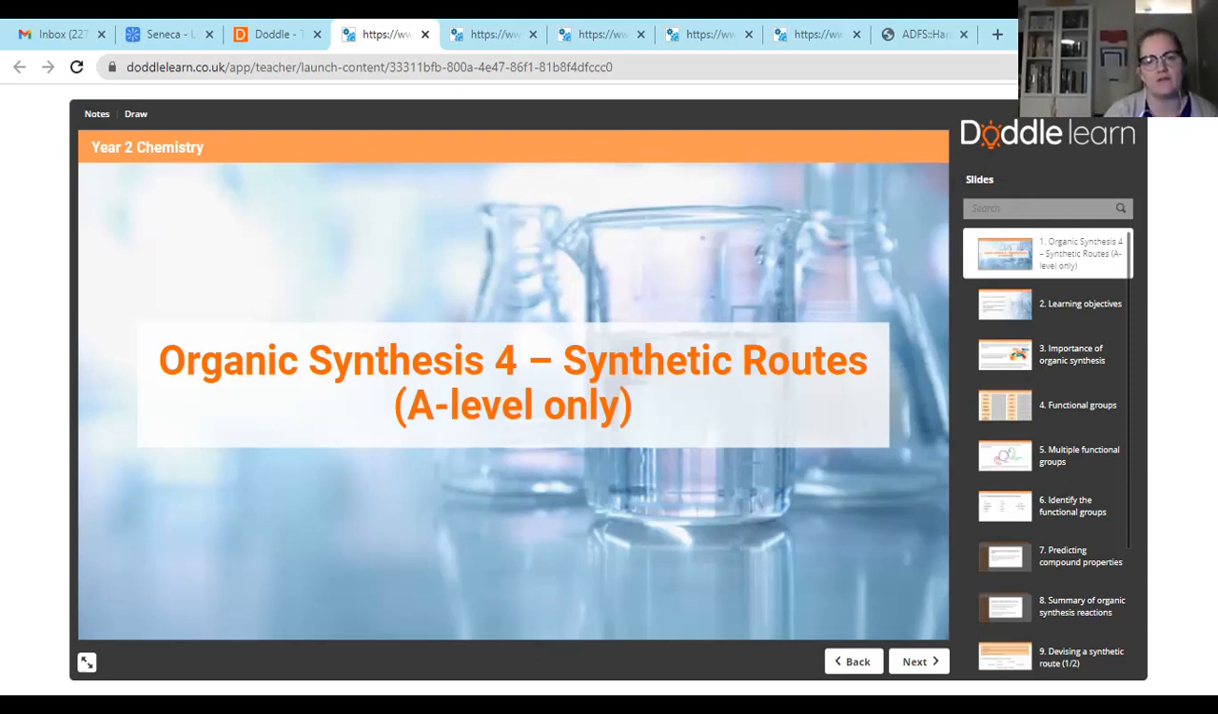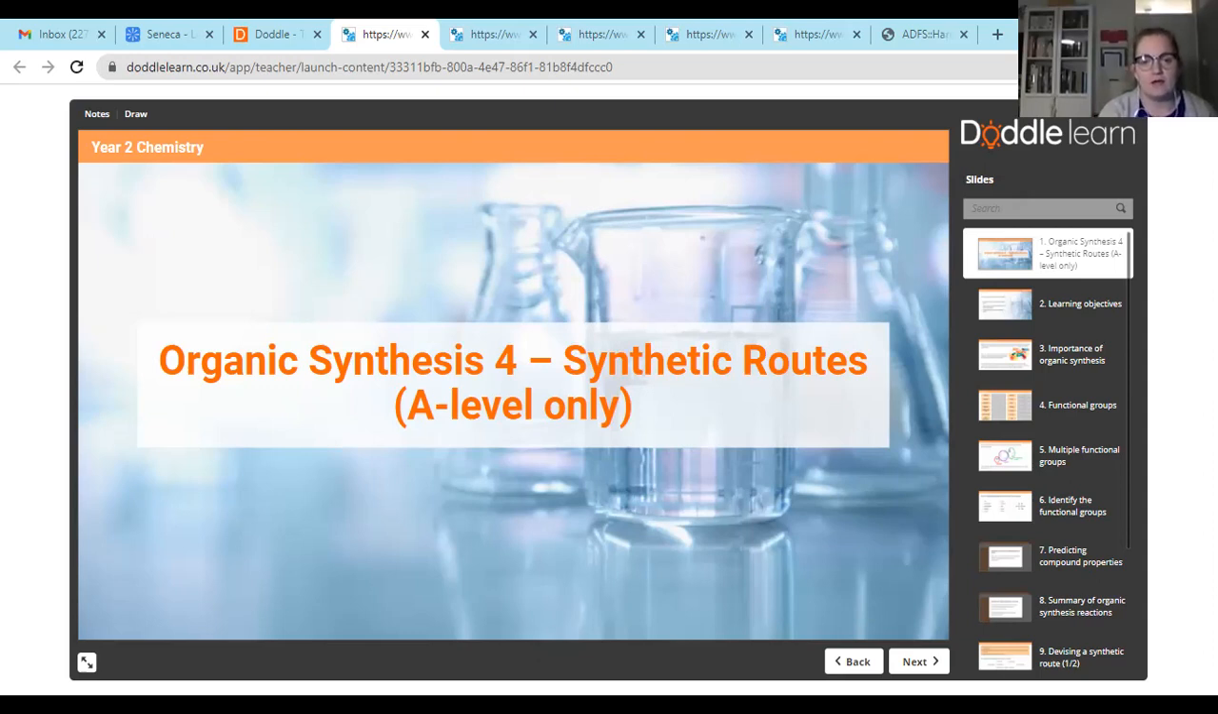Second type of structural isomerism is positional isomerism. This is where the molecule has the same functional group, but it's in a different position. So we're going to look at alkenes. Alkenes have a double bond in them. There's always a carbon-carbon double bond in an alkene.